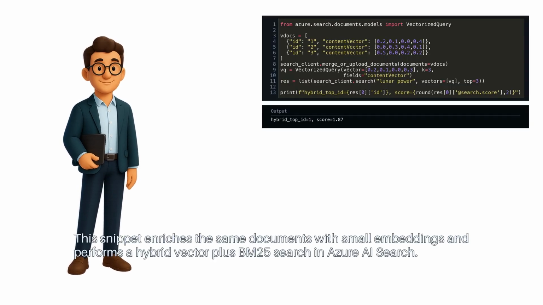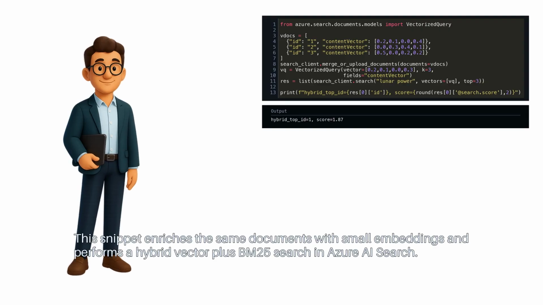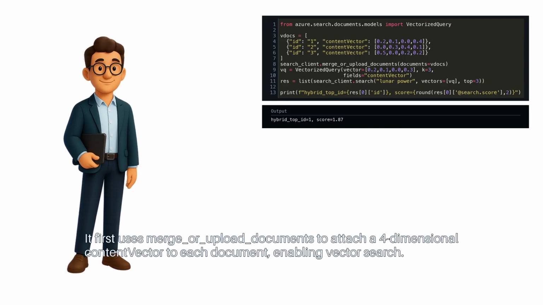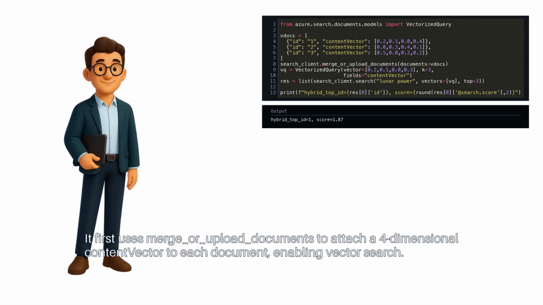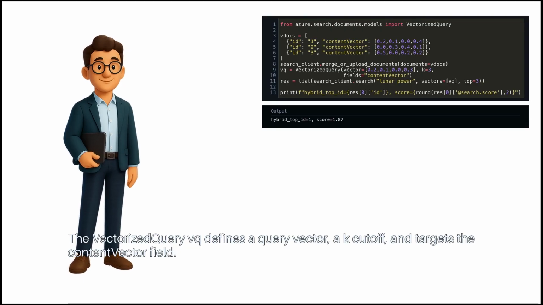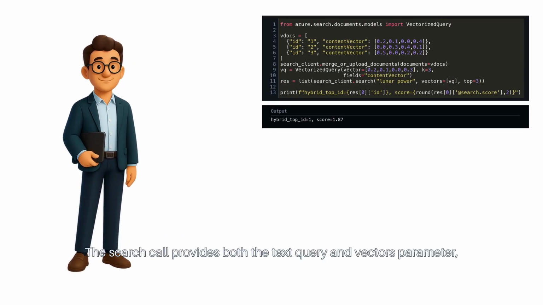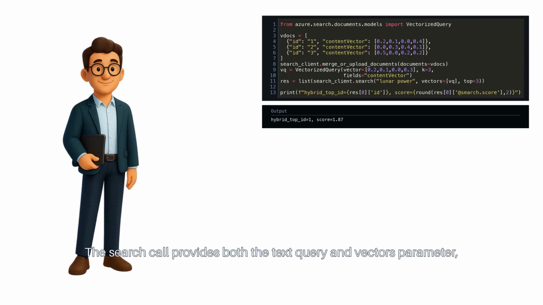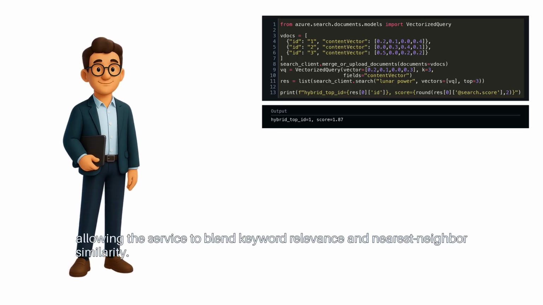This snippet enriches the same documents with small embeddings and performs a hybrid vector plus BM25 search in Azure AI Search. It first uses merge or upload documents to attach a 4-dimensional content vector to each document, enabling vector search. The vectorized query VQ defines a query vector, a K cutoff, and targets the content vector field. The search call provides both the text query and vectors parameter, allowing the service to blend keyword relevance and nearest neighbor similarity.